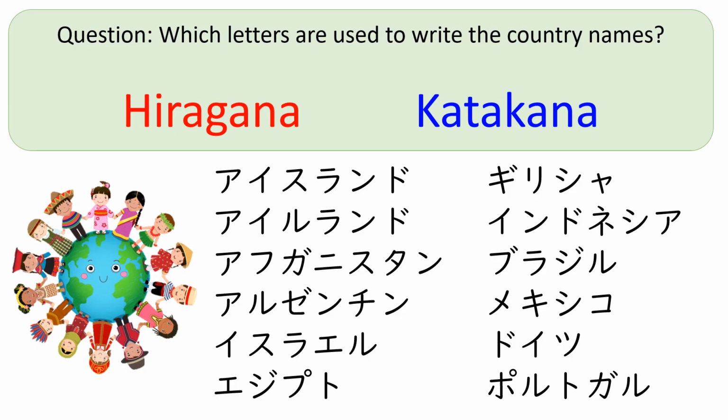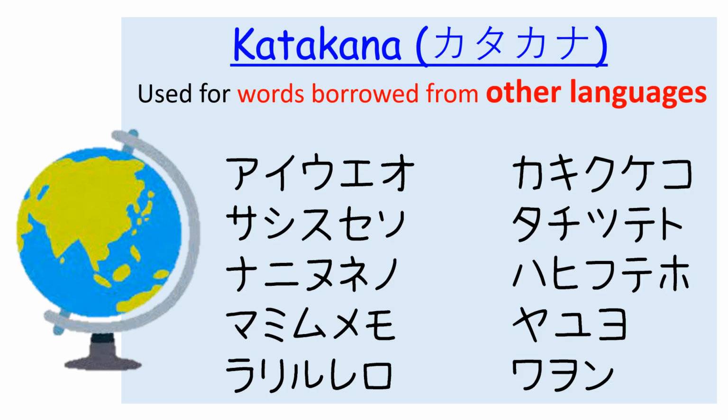Now, about country names in Japanese. When you write the country names in Japanese, which letters do you use? Hiragana or katakana? 答えはカタカナです。Then, how is katakana used in Japanese? As you might know already, katakana is used for words borrowed from other languages. And country names are from other languages, so these names are written in katakana.